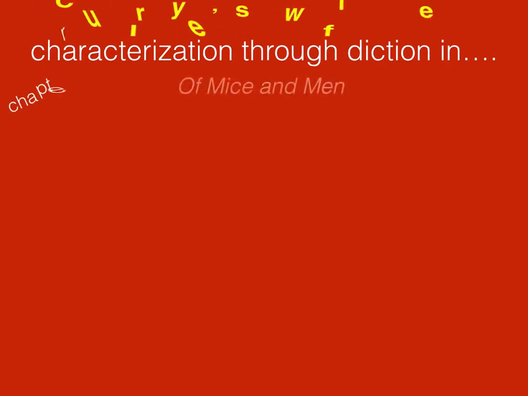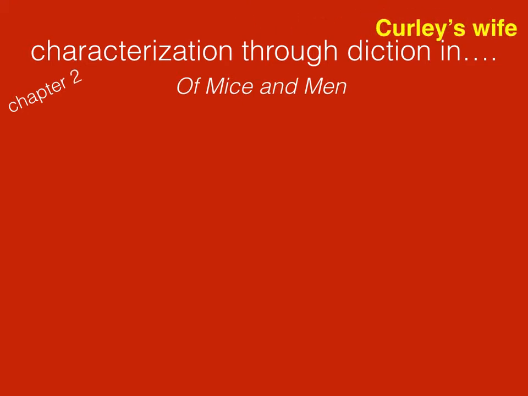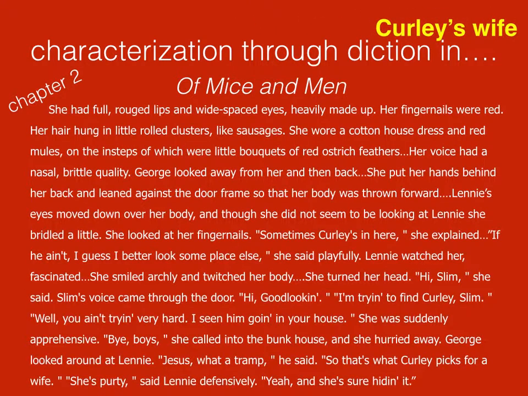So now we're going to take a look at Curly's wife. We also meet her in Chapter 2, and again, we're going to read through this and then pick out the diction that helps us understand who she is as a character.